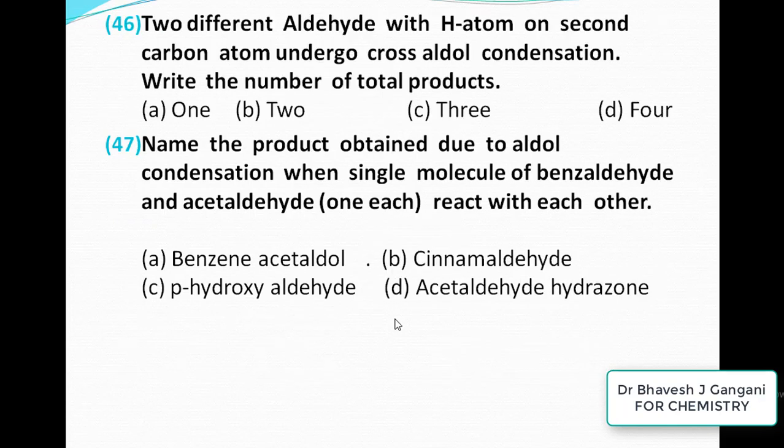Now question number 46. Two different aldehydes with a hydrogen atom on second carbon atom undergo cross aldol condensation reactions. Now we have two different types of aldehyde, both having a hydrogen atom on second carbon atom. They undergo cross-aldol condensation. Then how many products will be obtained? The answer will be 4. 4 different types of products will be obtained.